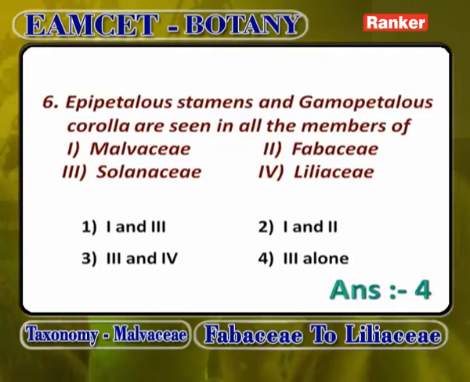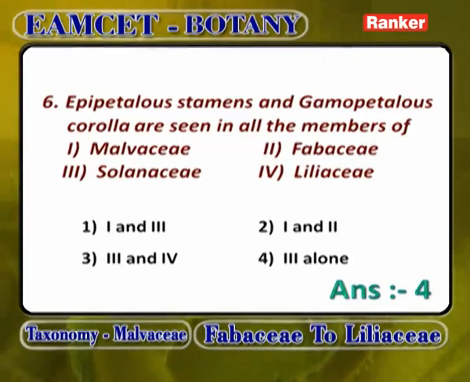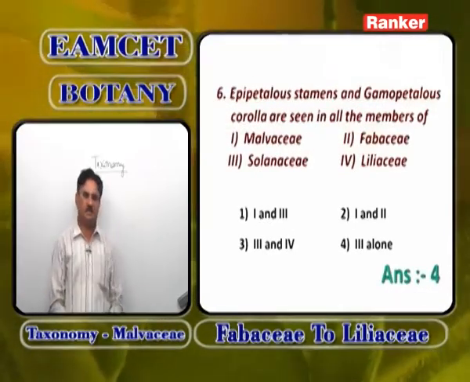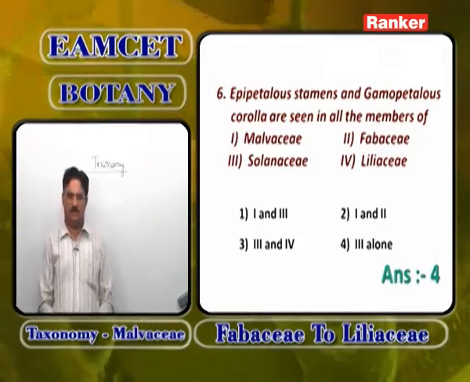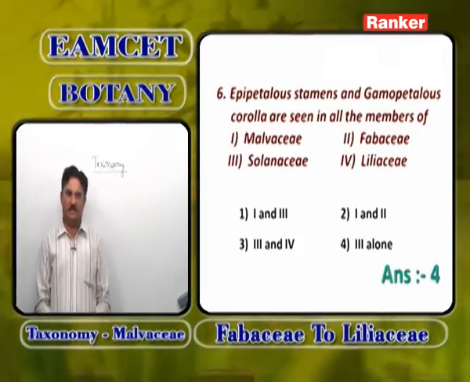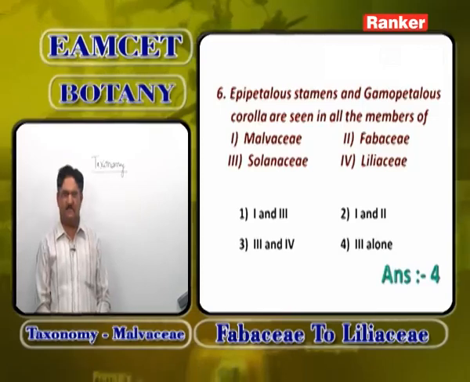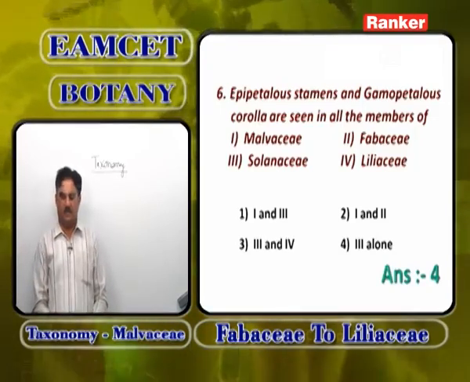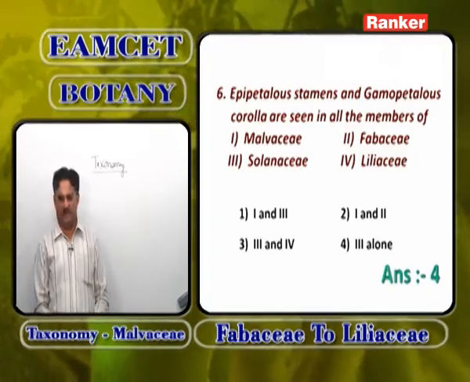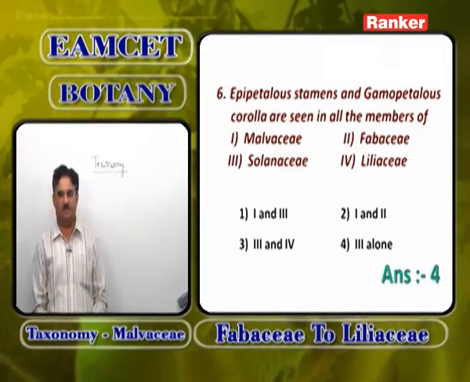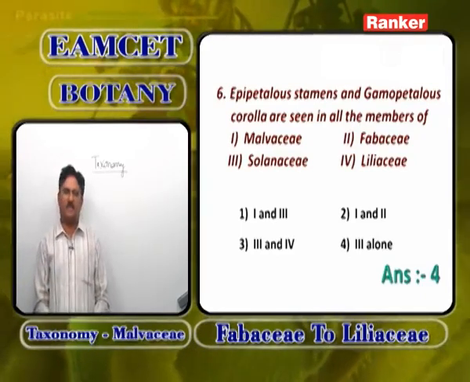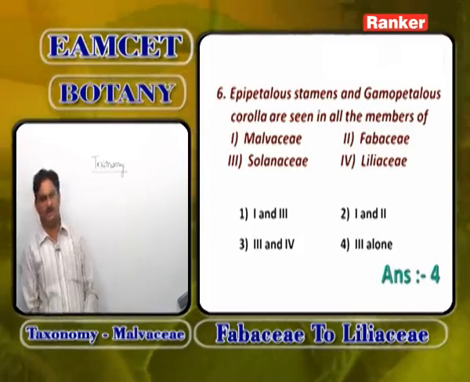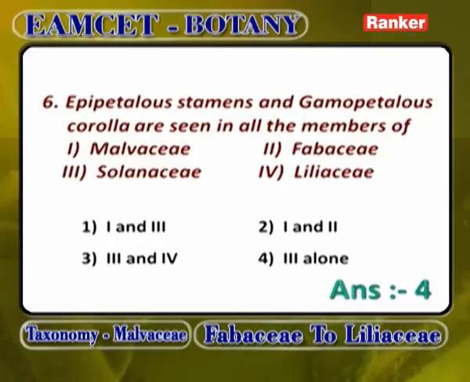In Malvaceae, polypetalae, no question of fusion of petals. In Fabaceae, polypetalae, no question of fusion of petals. And in Liliaceae, homochlamydeous condition, that is 2 whorls of perianth, both the whorls are almost similar. That means they are not either petals or sepals, they are called tepals. Here only few plants show epiphyllous condition and only few plants show gamophyllous condition. It is not gamopetalous. So, the answer is Solanaceae. Solanaceae shows both epipetalous stamens and gamopetalous corolla.